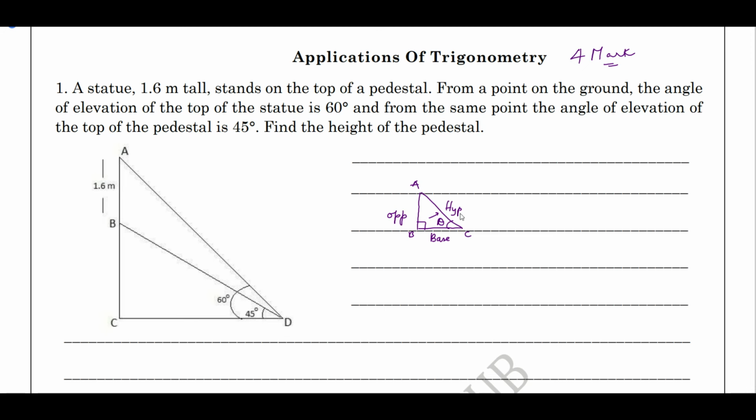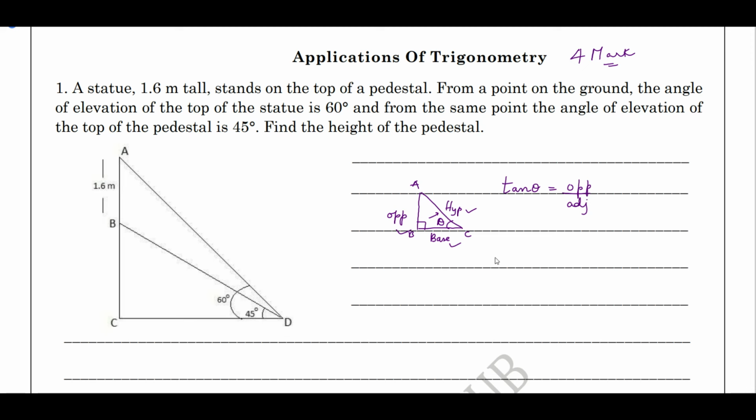You should understand the concept of the right angle triangle. Opposite to angle theta is the opposite side AB, then the base or the adjacent is BC, then the longest side is the hypotenuse. And also, students, for most of the questions we will be using the tan ratio, that is tan theta equals opposite by adjacent. Repeat with me: tan theta equals opposite by adjacent.